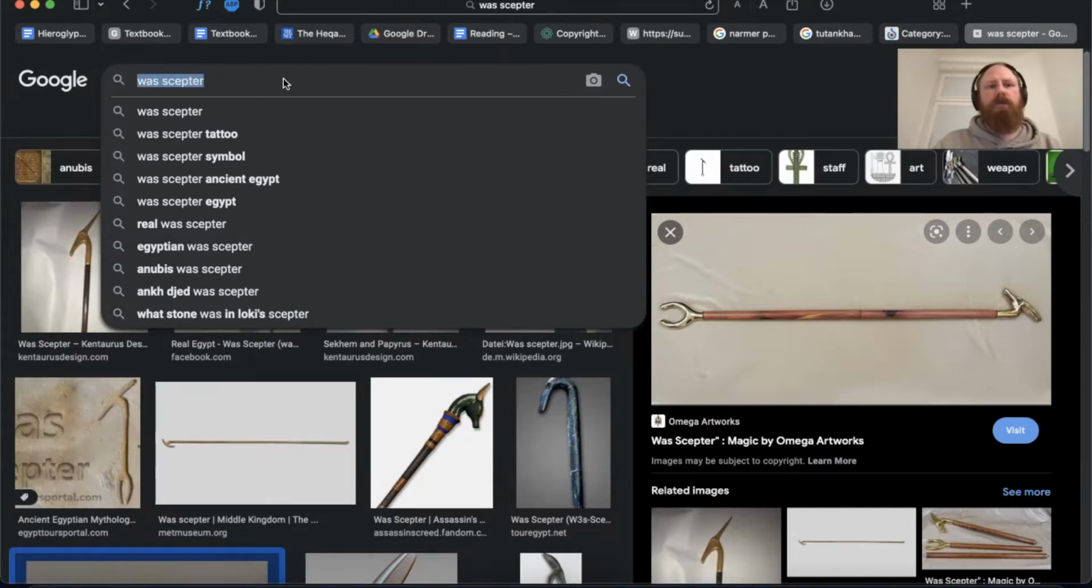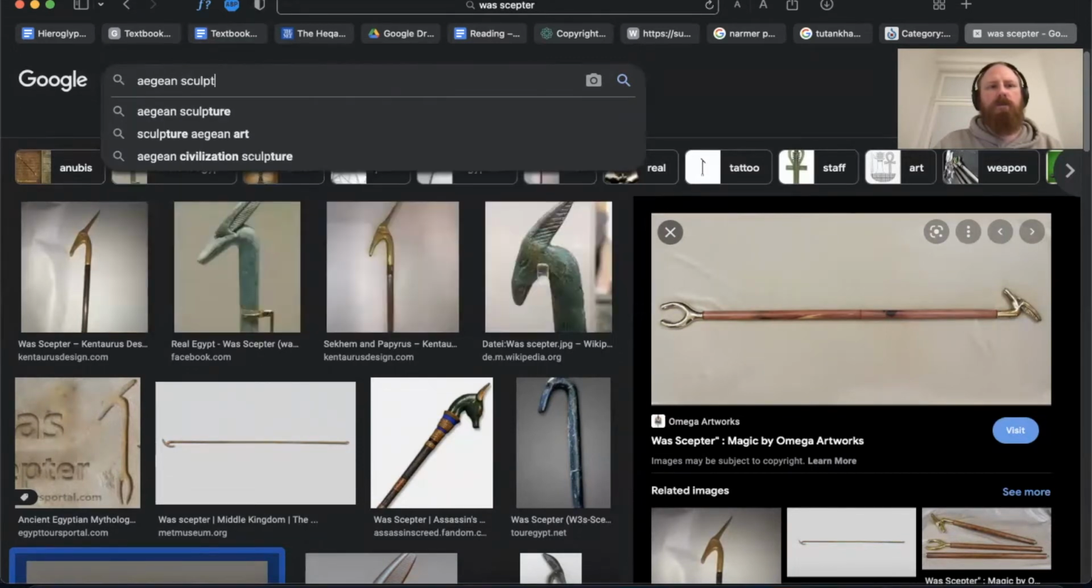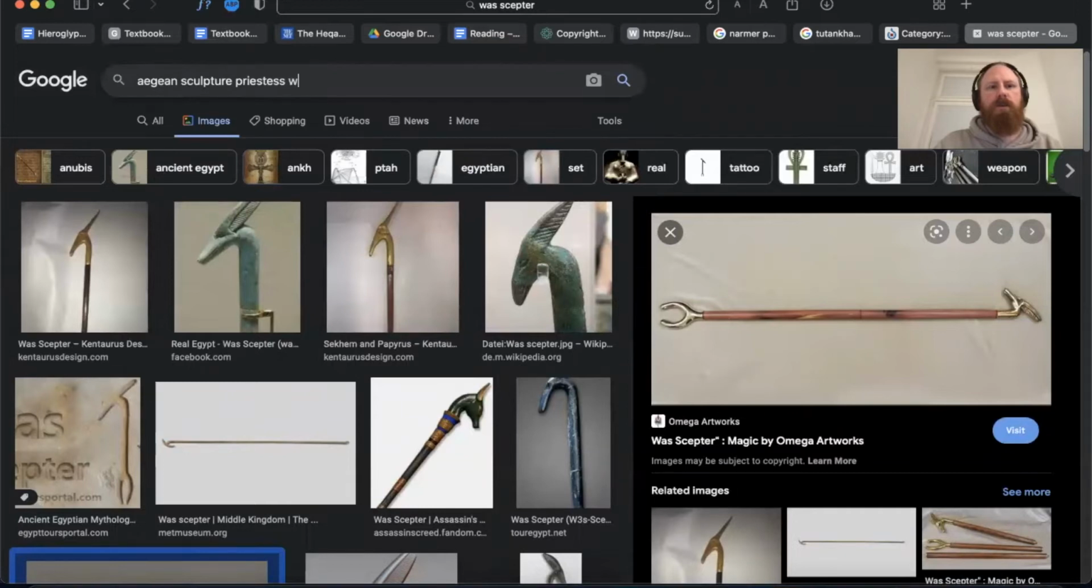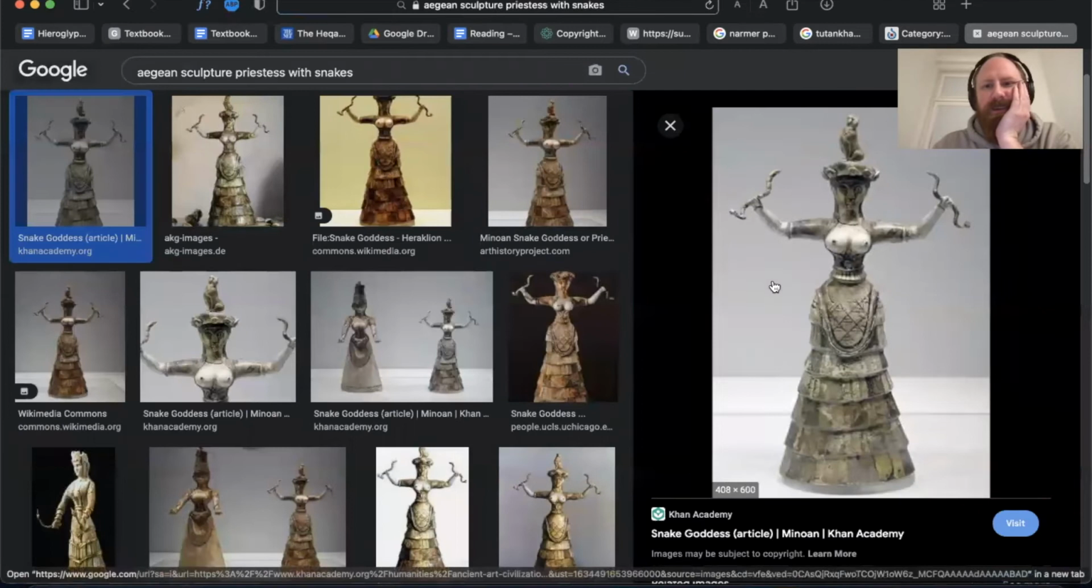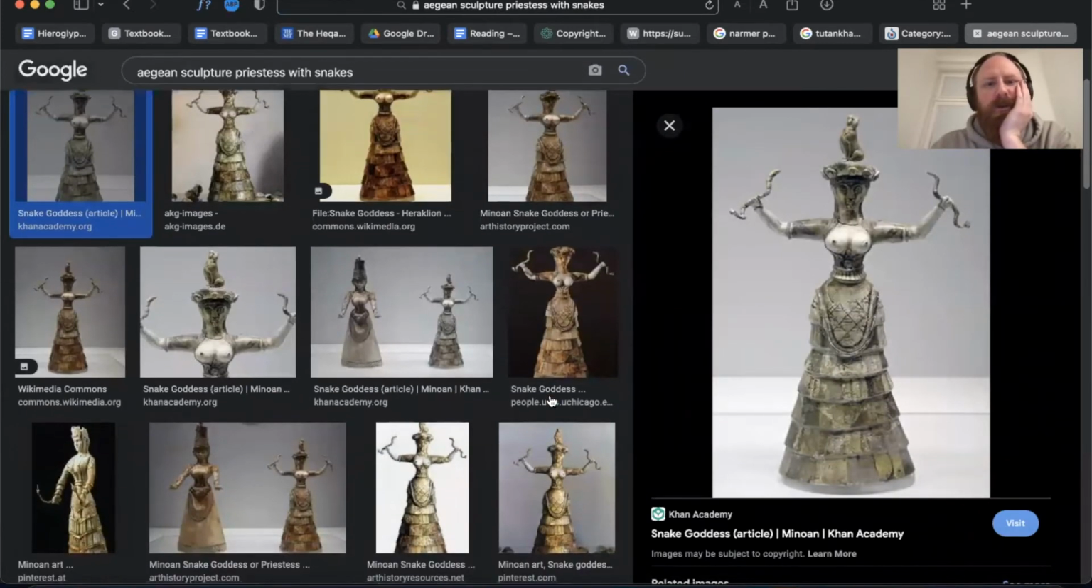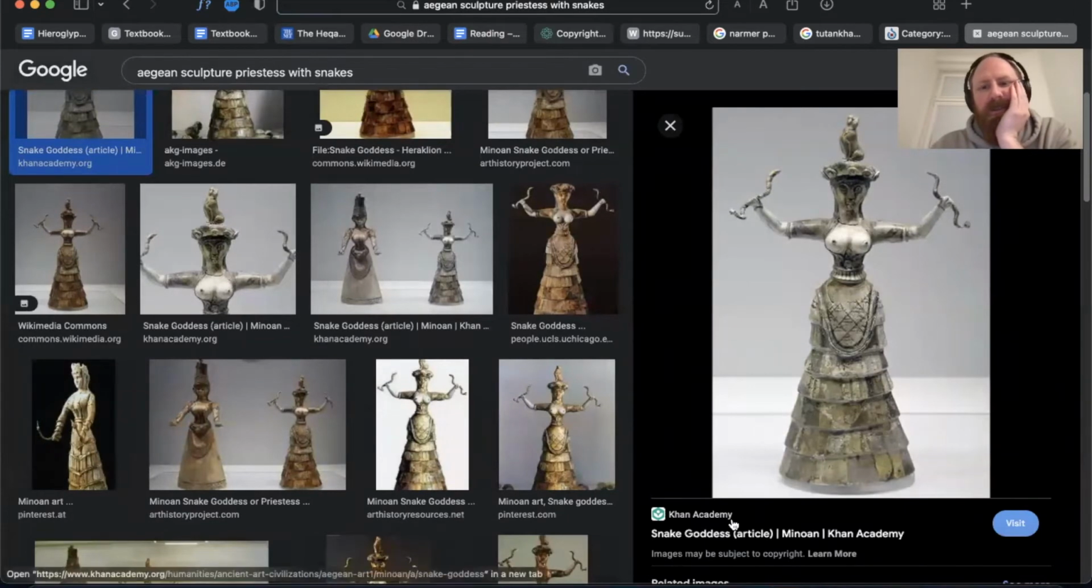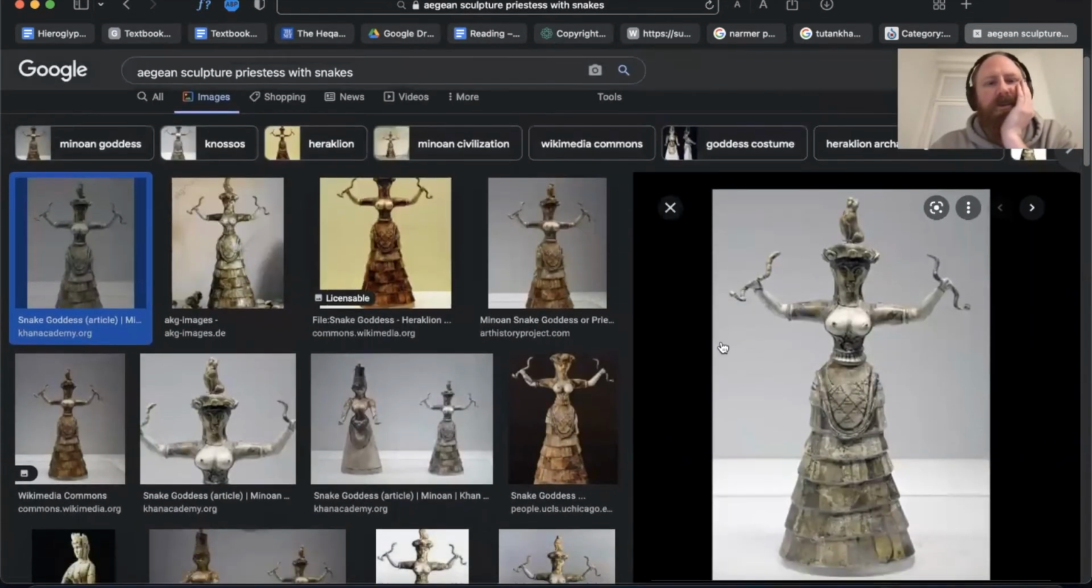There's a sculpture from the Aegean. Let's just go with what I know. Aegean sculpture, priestess with snakes. Yeah, look at me go. So this kind of imagery is really common. Oh, it's Minoan. I didn't know, but shows what I know. Anyway, so this is really quite common.